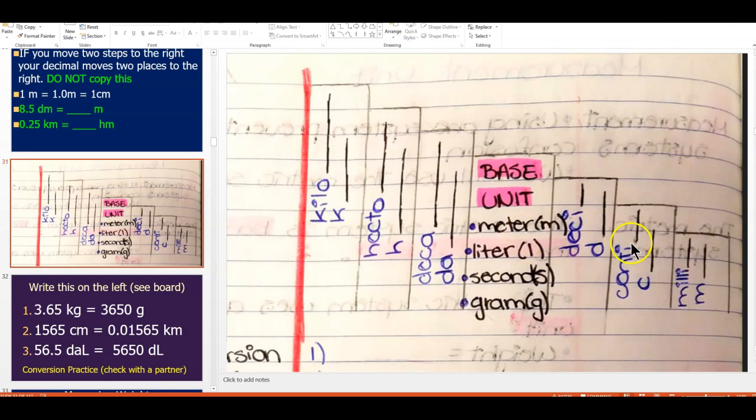So again, if we're going this way, from meter to decimeter, your decimal moves to the right as you move to the right on the step chart. If you're going from meter to decameter, so to dam, you move left, which means your decimal will move left. So really your number is getting smaller. You're going to go from like 22 to 2.2 decameters.